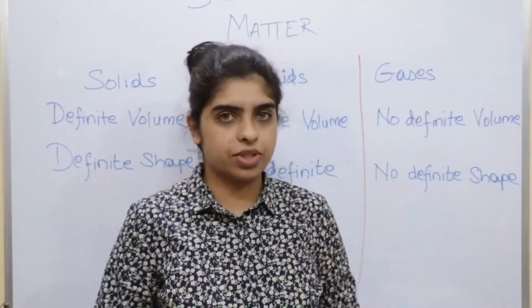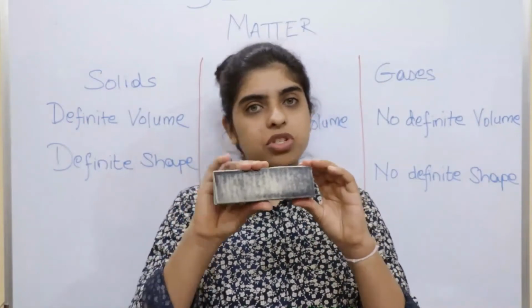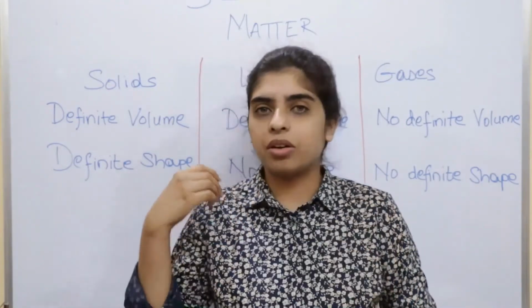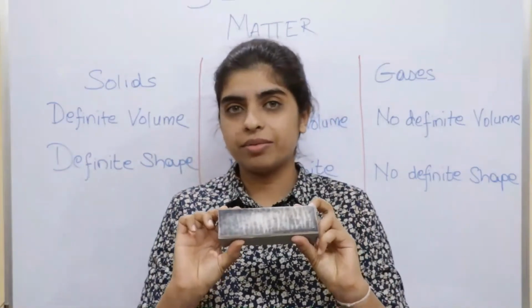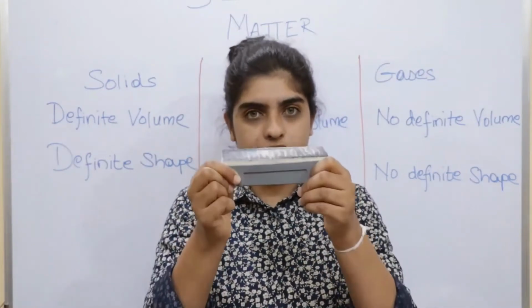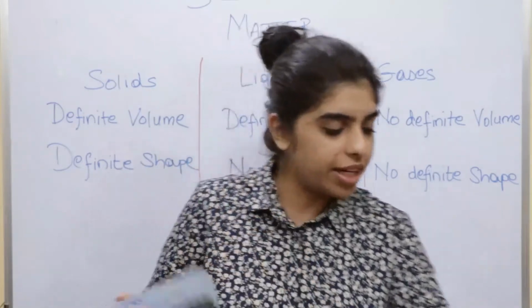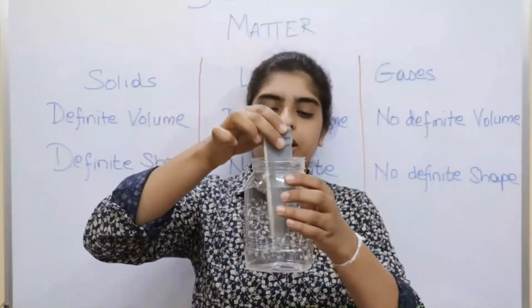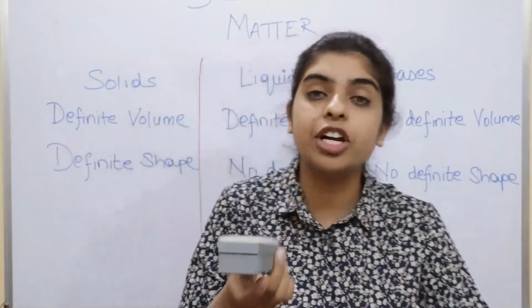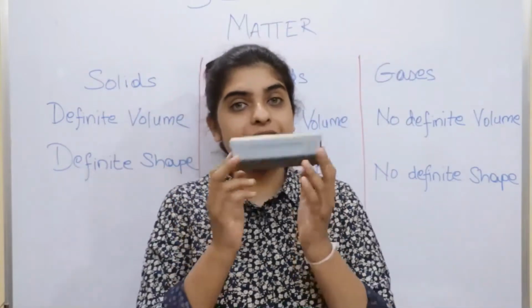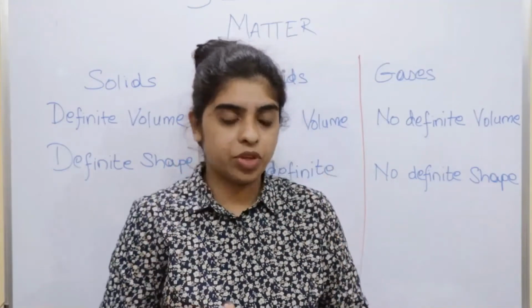Let us talk of solids first. If I take this duster, it is solid. It is something you will say inadvertently, this is solid. Why is this solid? Because this has a definite shape. You cannot change the shape in any way. If I take this duster and try to put it in this bottle, will the shape change? No. It has definite volume. It has definite shape and definite volume. So this is solid.